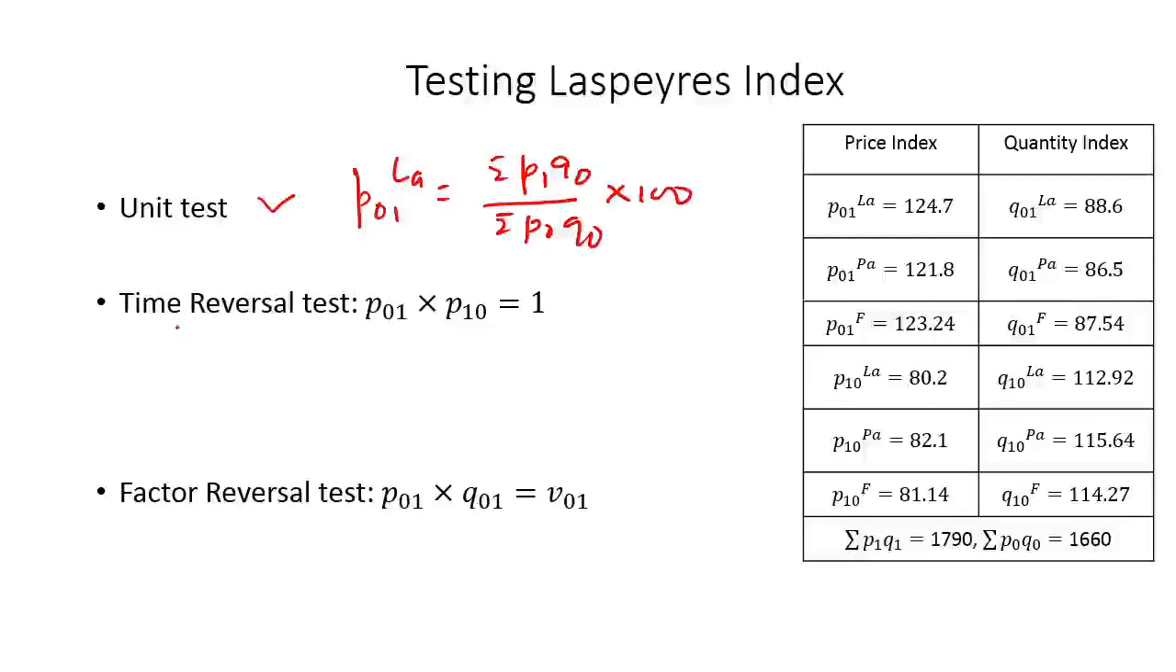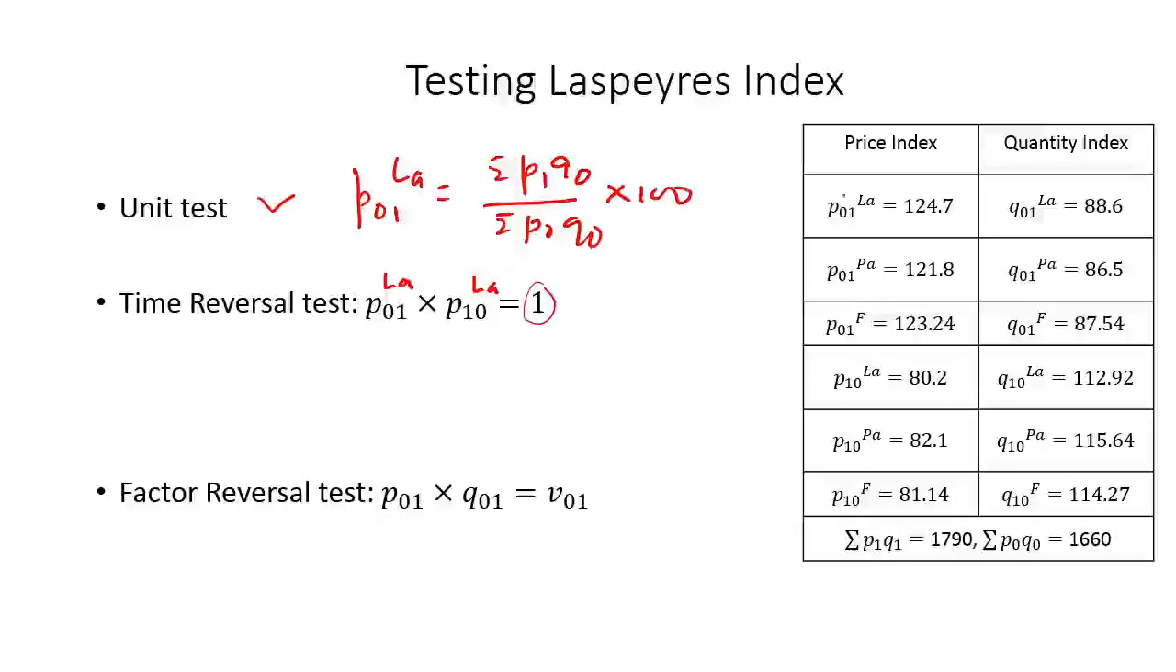Now let us test for the time reversal test. The time reversal test says that P01 into P10 should be equal to 1. So we are testing for Laspeyres. So let us consider Laspeyres price index number. Now we are taking 1 here, so that means the index numbers that we are considering here, we are considering it without the factor 100. So when we say Laspeyres price index number P01 is 124.7, without the factor 100 it will be just 1.247. So we will be using the values that way because the test is without those factors of 100.